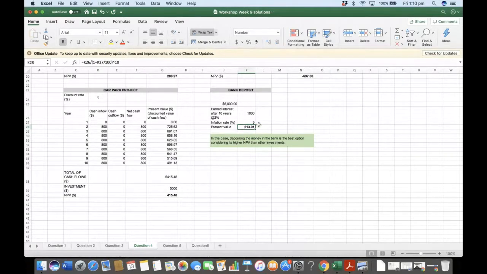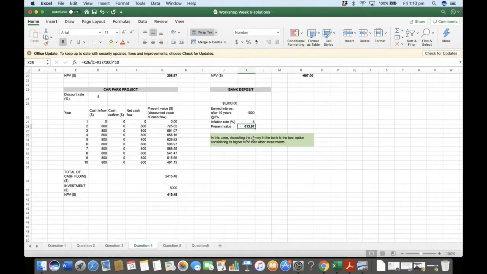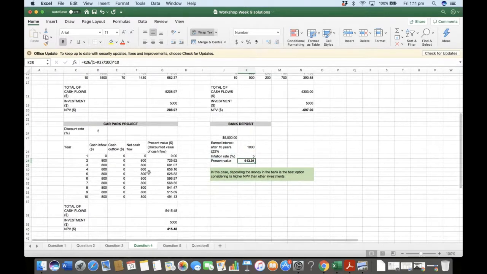And we can see that the profit that you're going to get out of this amount which you're going to deposit in the bank is 613K in today's value. And out of all the four options, you can see that this return is highest of all of them. So in this case, depositing the money in the bank is the best option, considering that it has the highest net present value compared to the other investments, or in other words, this has the highest return in today's valuation compared to the other scenarios.